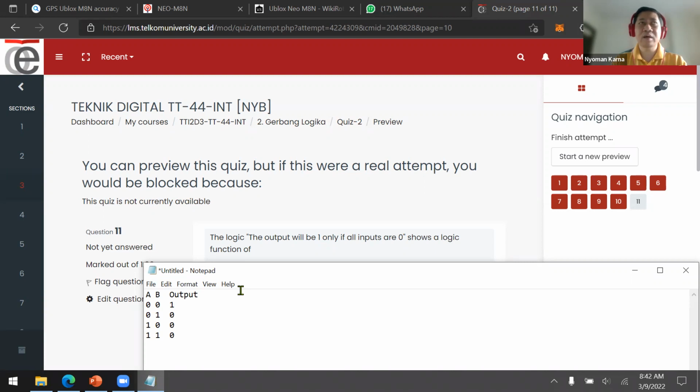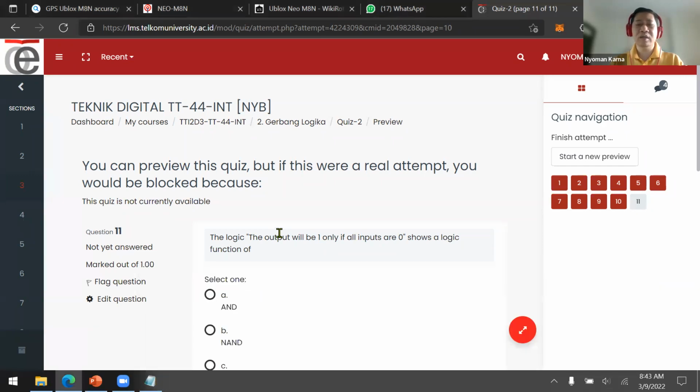It's addition, although it will be inverted: NOR, not OR. For example, 1 plus 1 is 1. The inverted is 0. 1 plus 0 is 1, inverted to become 0. 0 plus 1 is 1, the inverted is 0. 0 plus 0 is 0, inverted to become 1. So this is a NOR gate.